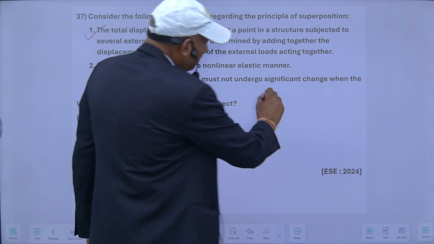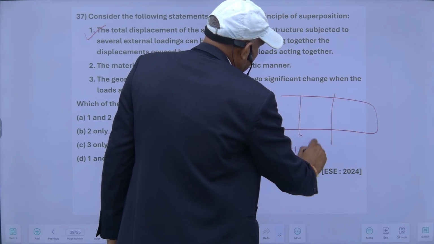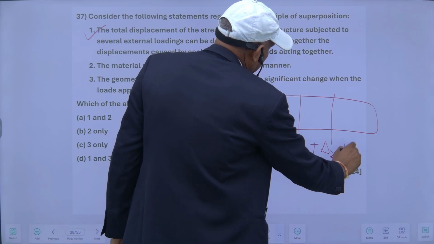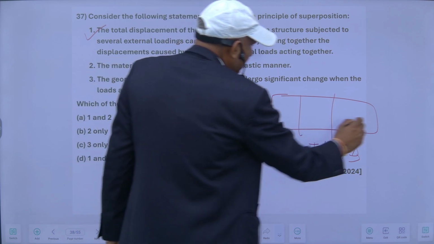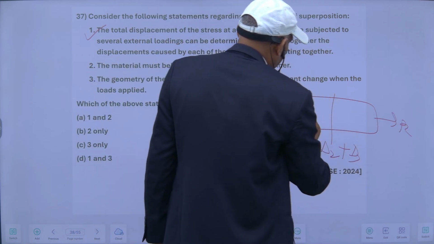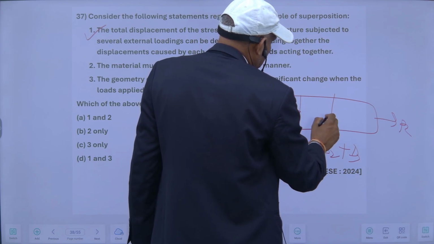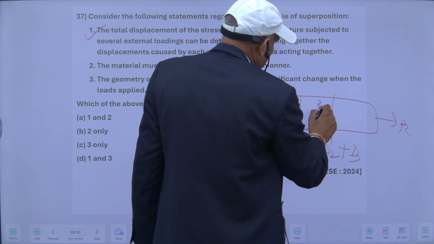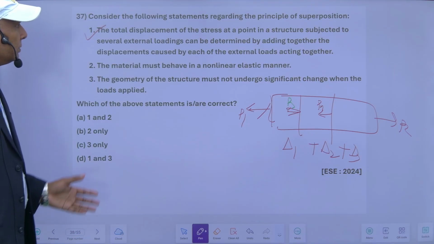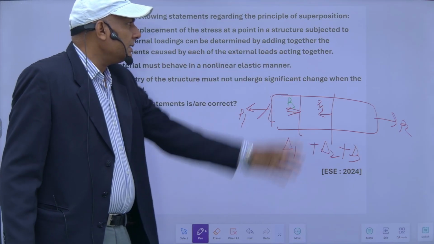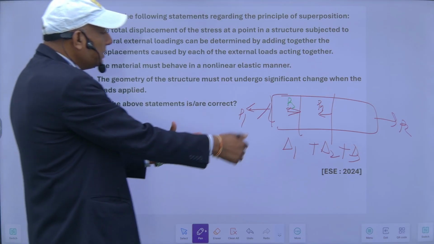As we know, total displacement is equal to delta 1 plus delta 2 plus delta 3. This is the superposition. So this is P1, this is P2, this is P3, this is P4. So total displacement delta 1 plus delta 2 plus delta 3. So total displacement of the stress at a point subjected to several external loadings can be determined by adding together the displacements.